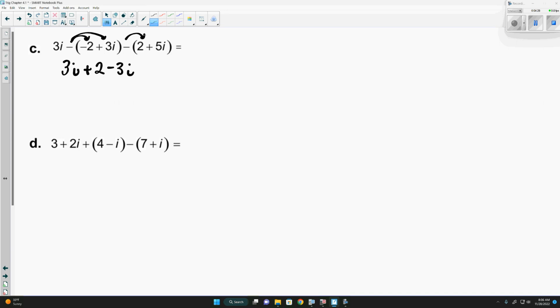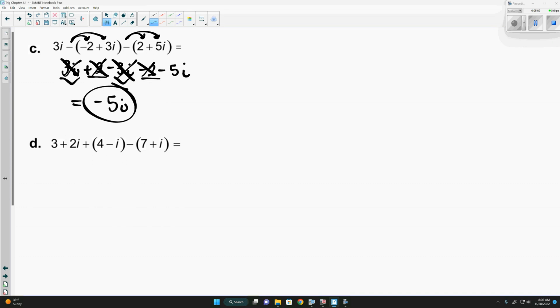Same is true with this here. We have to distribute the negative, which gives us negative 2 minus 5i. Whenever we subtract, we do have to distribute that negative through. Now we can combine like terms. Well, positive 2 minus 2 is 0. Now, 3i minus 3i is 0. So these canceled out. These canceled out. Well, the only thing I have left is negative 5i.